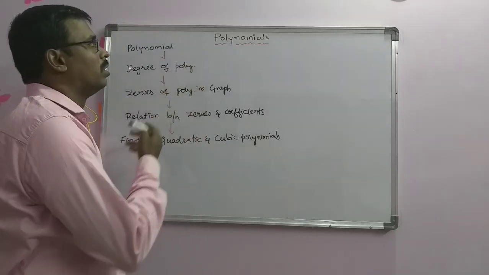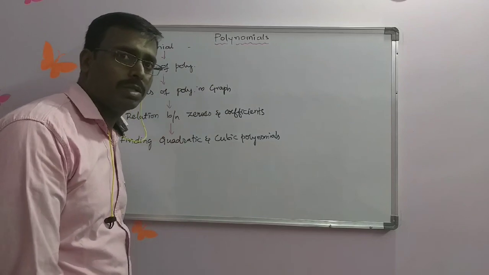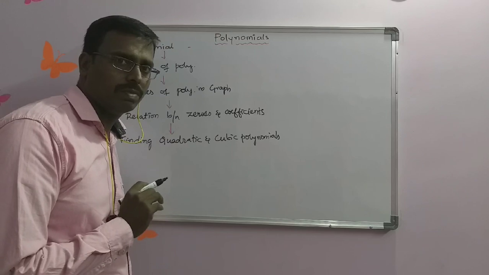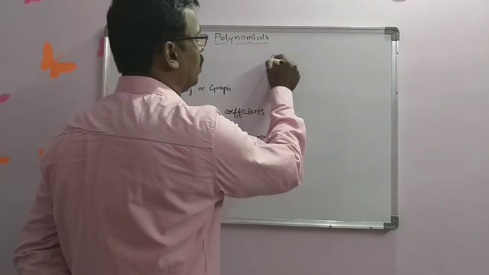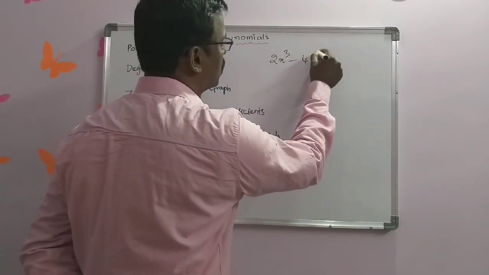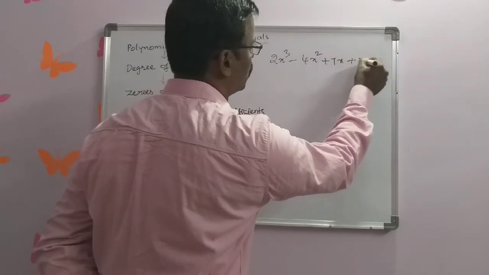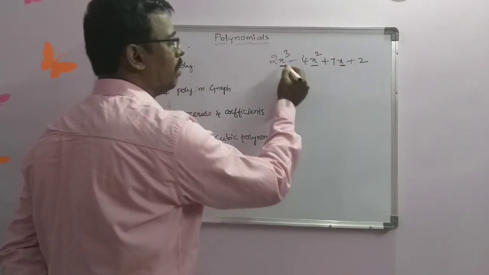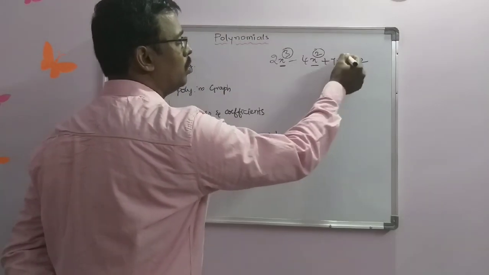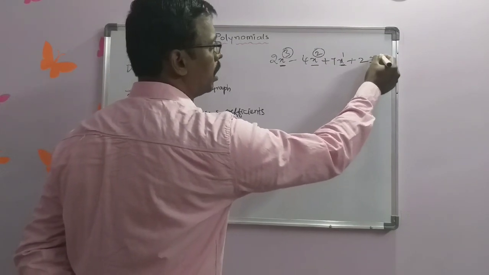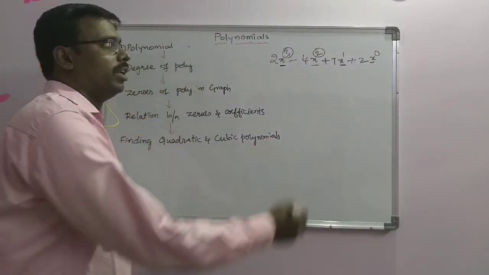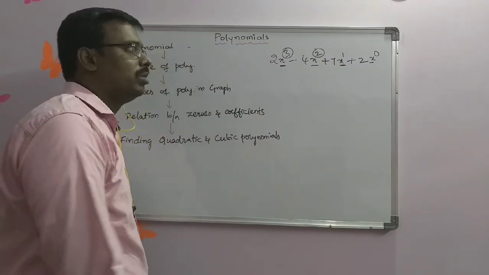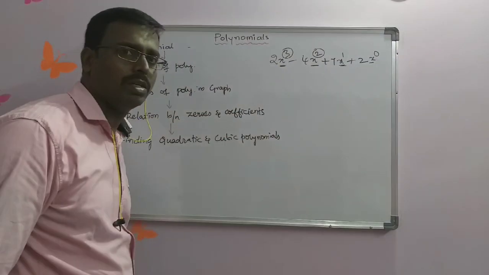What is a polynomial? Polynomial is an algebraic expression in which the powers of the variables are non-negative integers. Suppose, for example, 2x cube minus 4x square plus 7x plus 2. If you see this example, the variable is x, the powers of the variables are 3, 2, 1, and for this constant it can be written as x power 0, so the power is 0. If you observe the powers of the variables, they all are non-negative integers. So we can call this algebraic expression a polynomial.